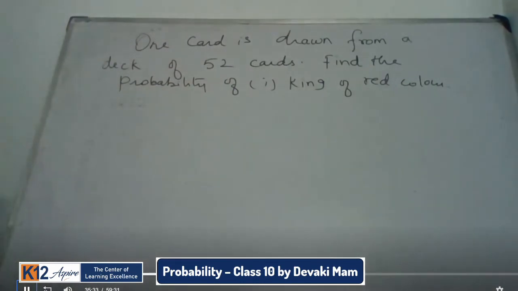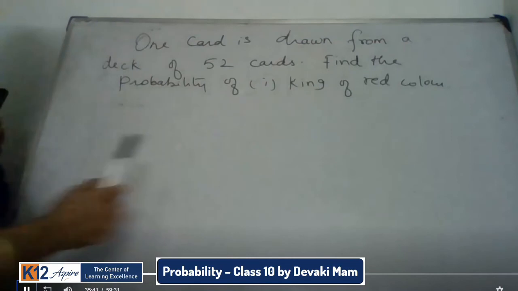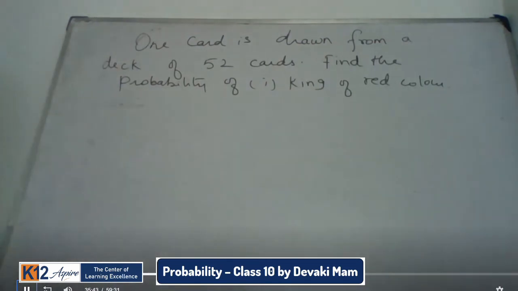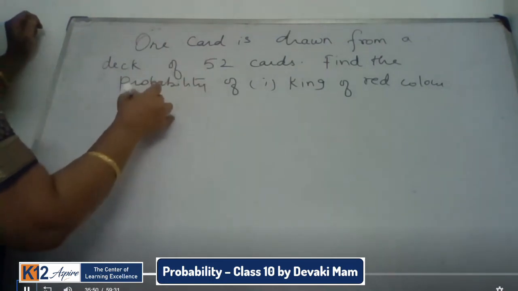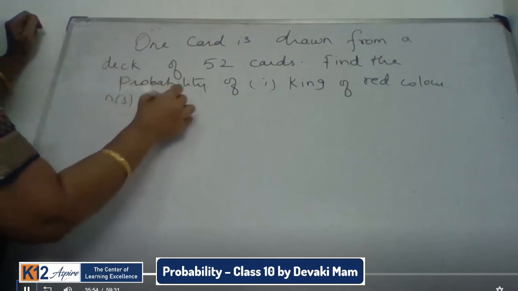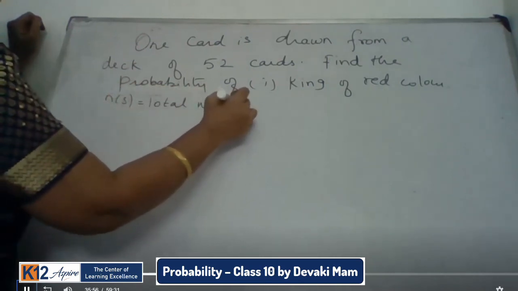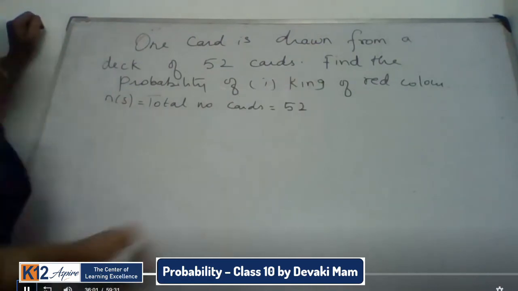See this question. One card is drawn from a deck of 52 cards. Find the probability of a king of red color. So first we need to understand what is all given in a deck of cards. That is the total number of cards, how much, that is n of S. Here itself we can write n of S is equal to total number of cards, equal to 52. Okay.